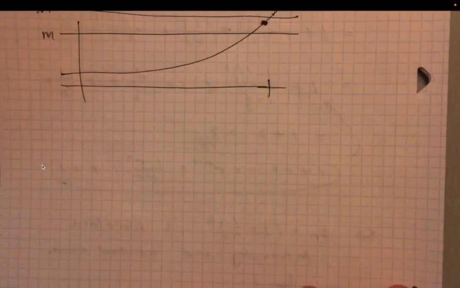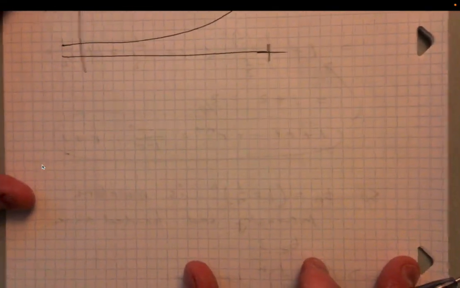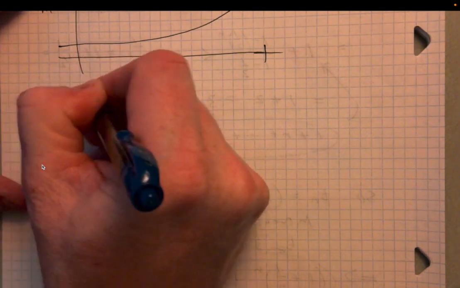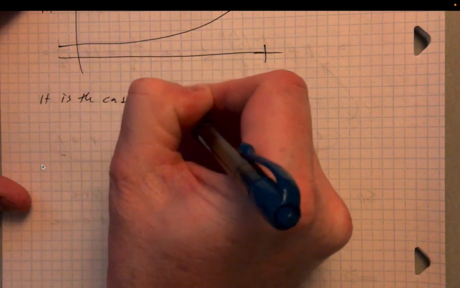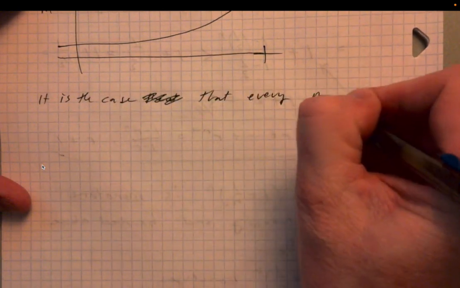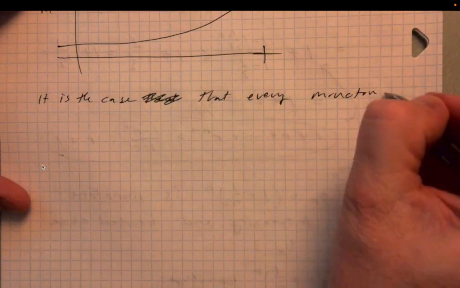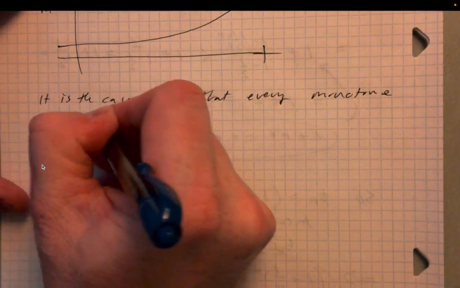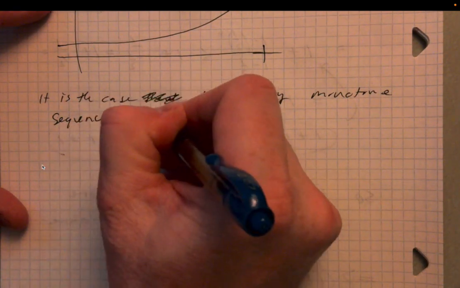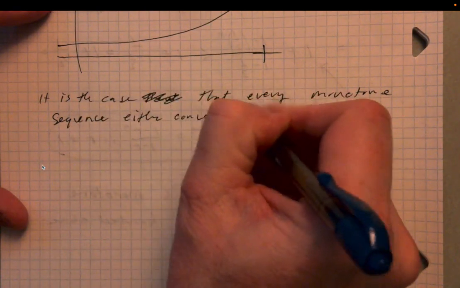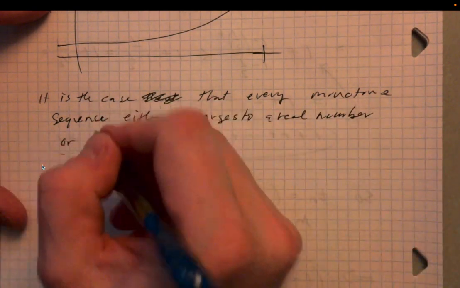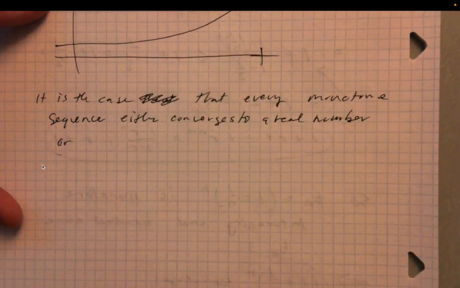Okay, so as a consequence, and just to wrap up the monotone sequence section, it is the case that every monotone sequence either converges to a real number or, what? Diverges to infinity.